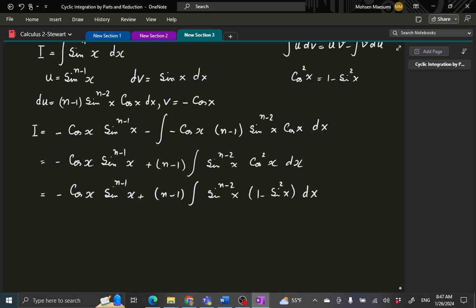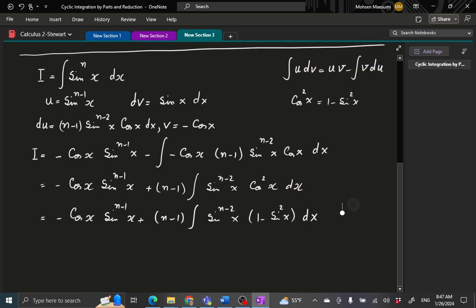Now what I'm going to do is multiply through, and before we get down to all the details, see what is going to come out. There's going to be sine to the power of n minus 2 when I multiply by 1. And when I multiply by sine squared, I'll get sine to the power of n. And that is what we mean by cyclic. We were calculating sine to the power of n, and the same sine to the power of n shows up on the right hand side.